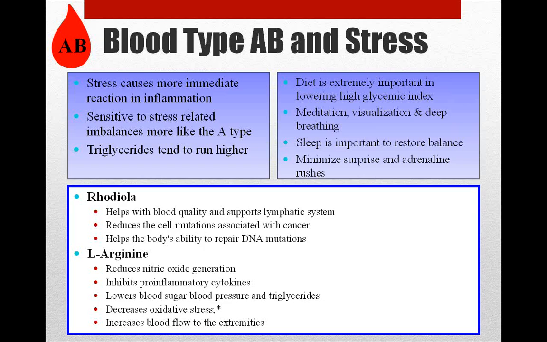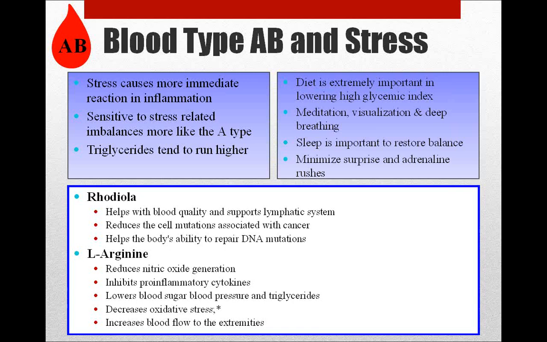So let's look at stress. They have that more immediate reaction and that inflammatory escalation, more like the A part. So they are more sensitive to the stress, like the A. Their triglycerides tend to go up because the cortisol goes up. The way that an AB can control stress and how their health is and how they react to things is mostly by diet. So nutrition is the number one key element for AB blood types. It'll help with lowering that high glycemic index. It'll help with lowering blood pressure. It's going to help with how they deal with stress. It's going to help with their immune system.